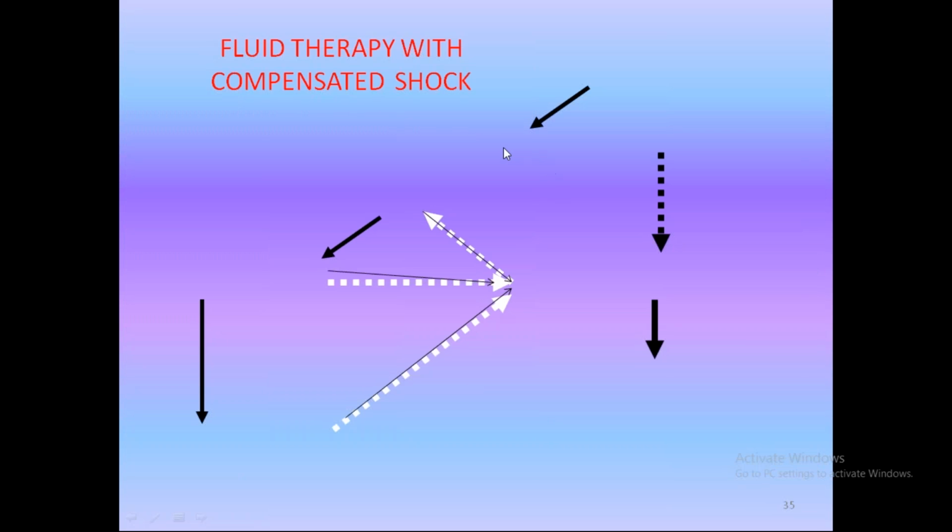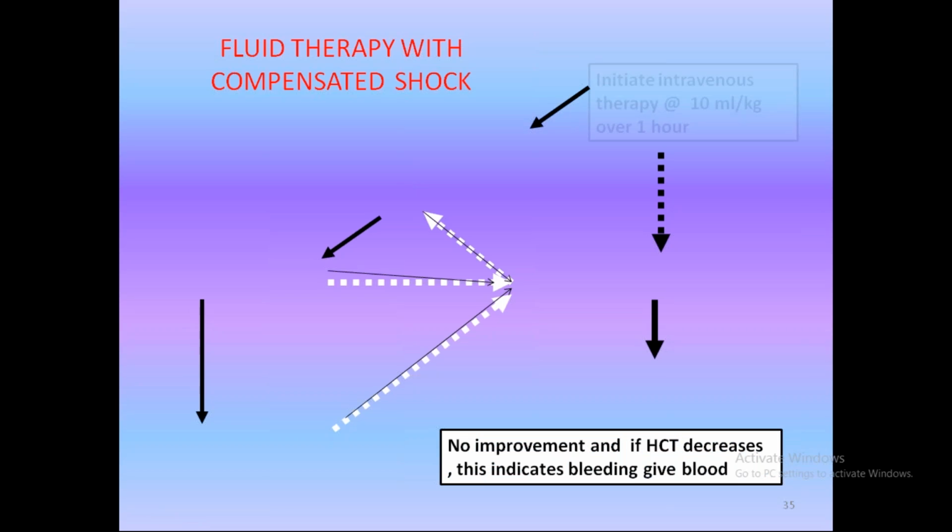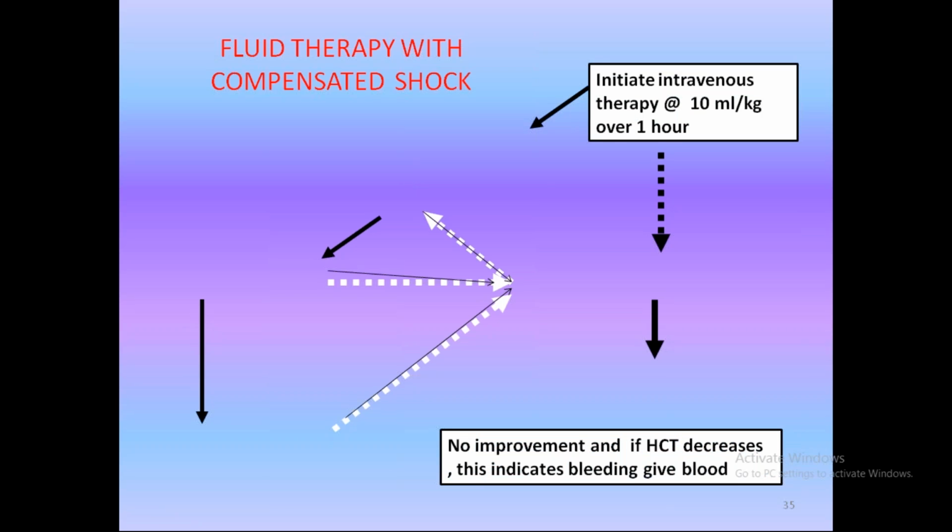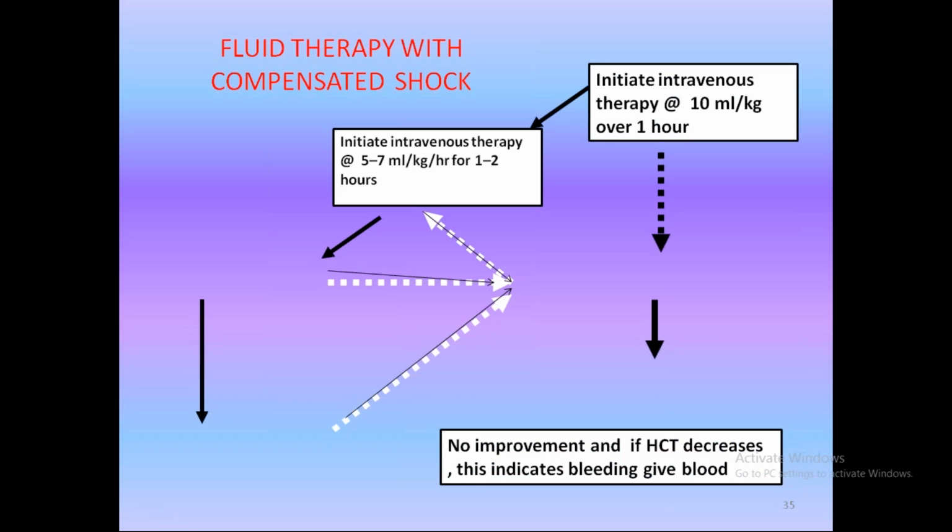So this is the algorithm for how to treat children with dengue. In the case of compensated shock, that means BP is maintained normally. Even though the shock is there, BP is maintained normally, so we call this compensated shock. First initiate intravenous fluids, usually normal saline or Ringer's lactate, 10 ml per kg over 1 hour. We'll see if the child is improving or not.